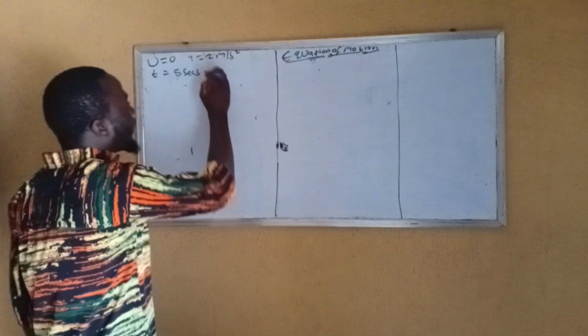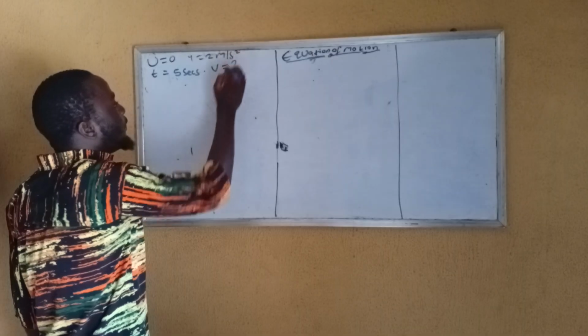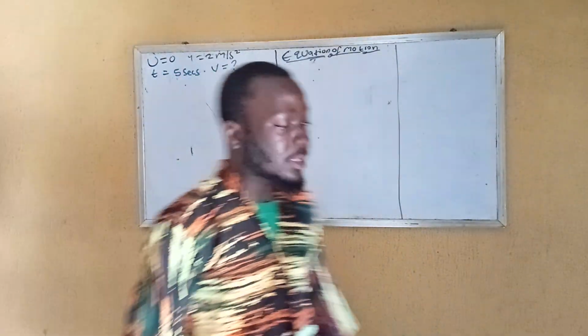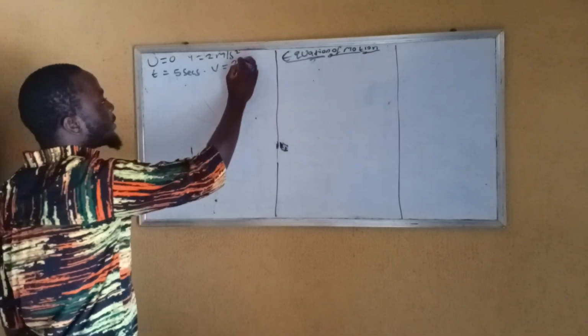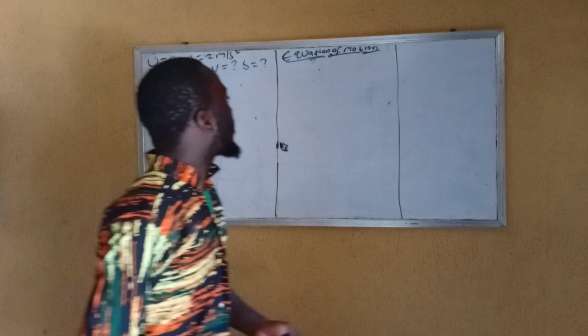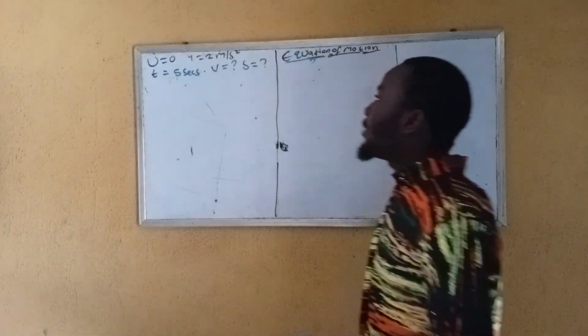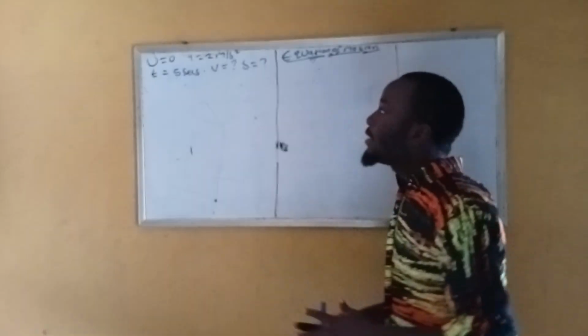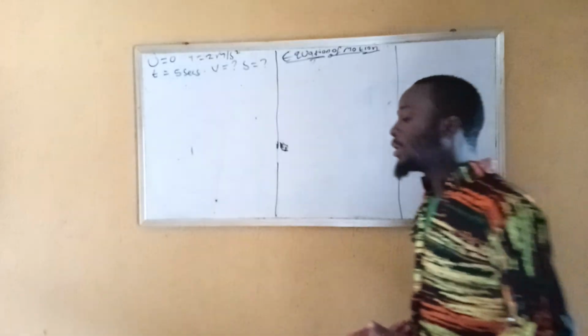Your final velocity is your v. And the distance covered is your s. Now we know that u is equal to 0, a is equal to 2 meters per second squared, t is 5 seconds. You have to find your v and your s. Now how are you going to solve it?